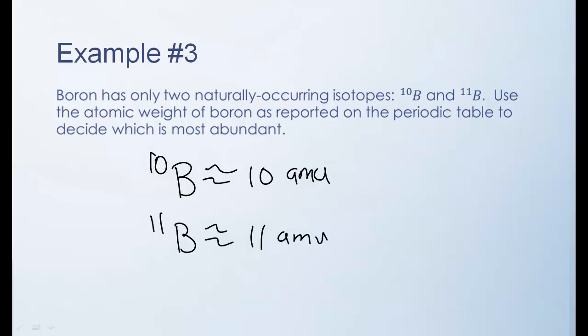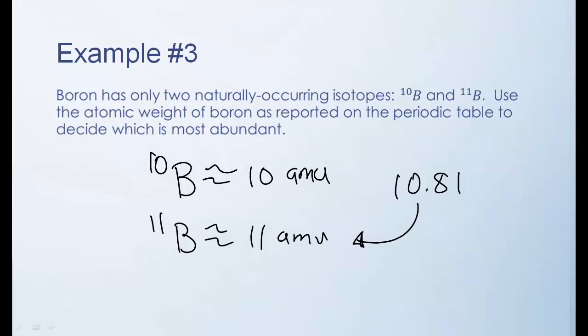When I look at the mass that's reported on the periodic table, 10.81, I see that this is much, much closer to the mass of boron 11, so I know that a majority of the atoms of boron in the Earth are boron 11.